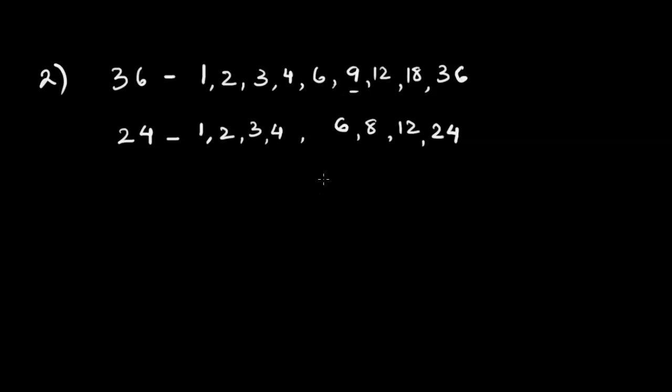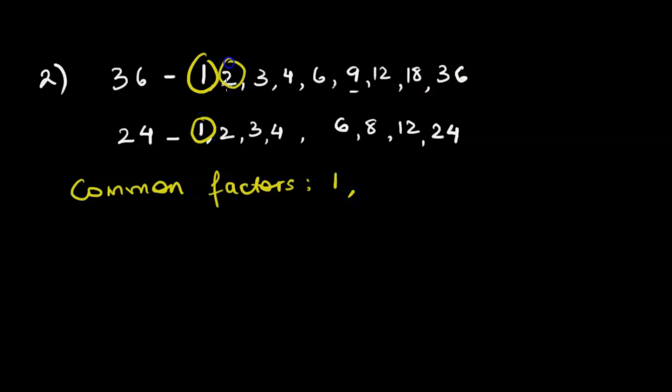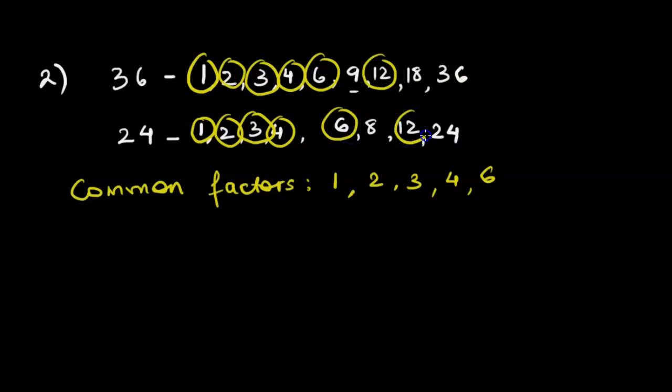Let's write all the common factors now. So we have 1 common. Then we also have 2 common. The next common number is 3. Next is 4. We also have 6 common. Then we have 12 common. And that's it. So these are all the common factors. However, the greatest common factor is the highest number that we see, and that is 12. And this is how we find the greatest common factor, or GCF, for the given two numbers.